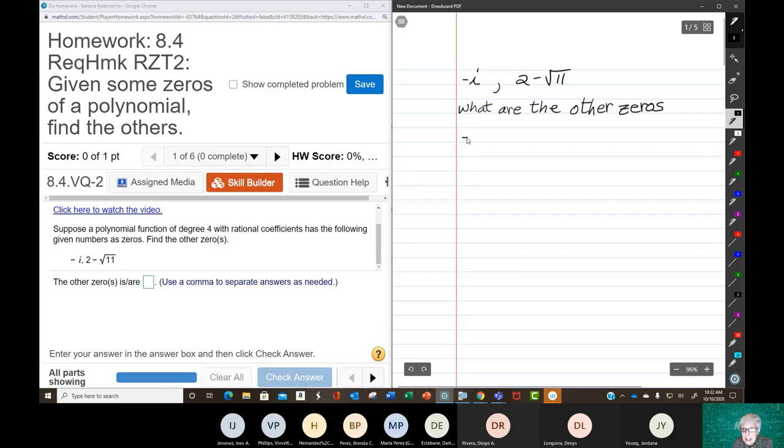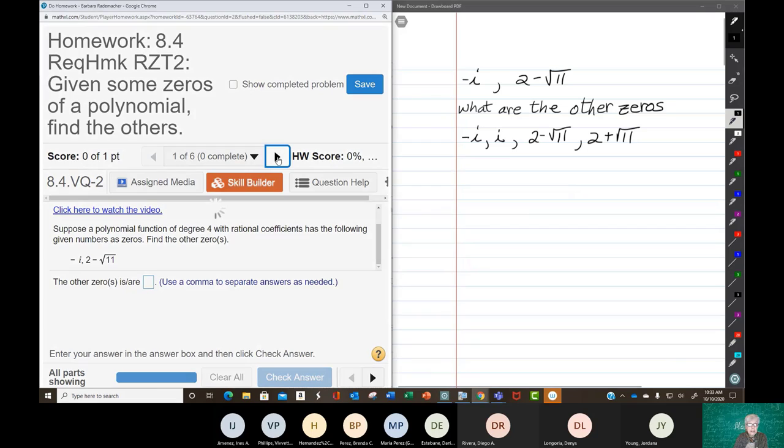So, if you've got negative i as a zero, that means you have to have its conjugate, positive i, as a zero. And if you have an irrational zero, 2 minus the square root of 11, then you must have its conjugate, 2 plus the square root of 11. Now you've got 1, 2, 3, 4 zeros. And that's what it says the degree will be, 4. So that's all you have to do is type those in here.